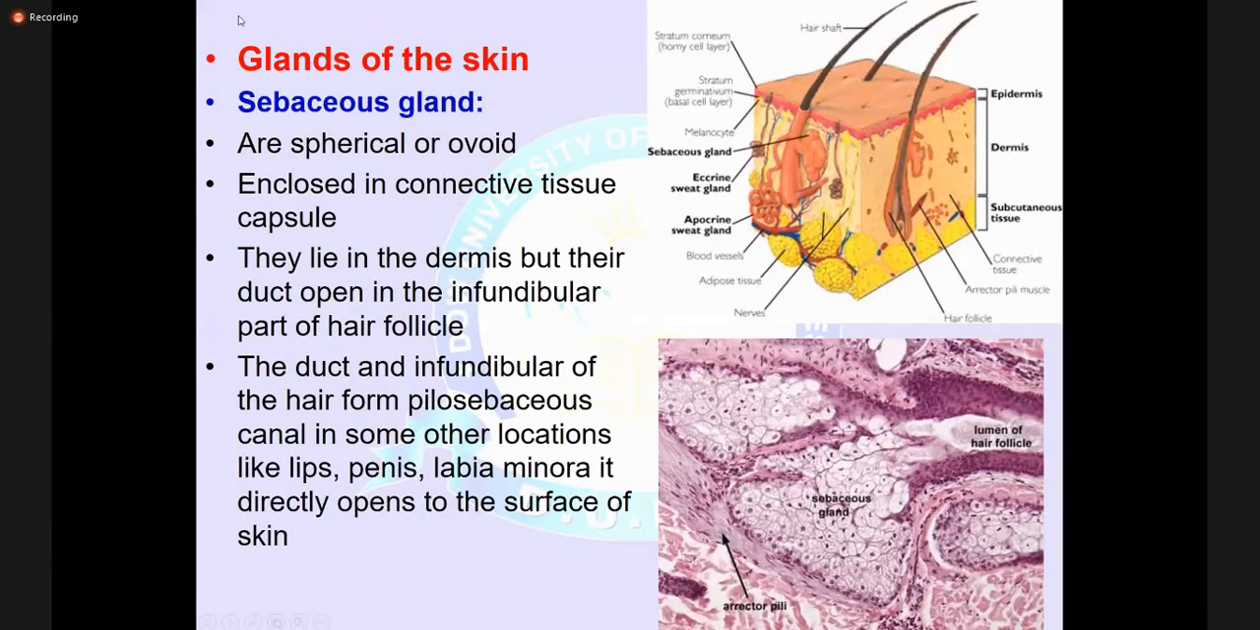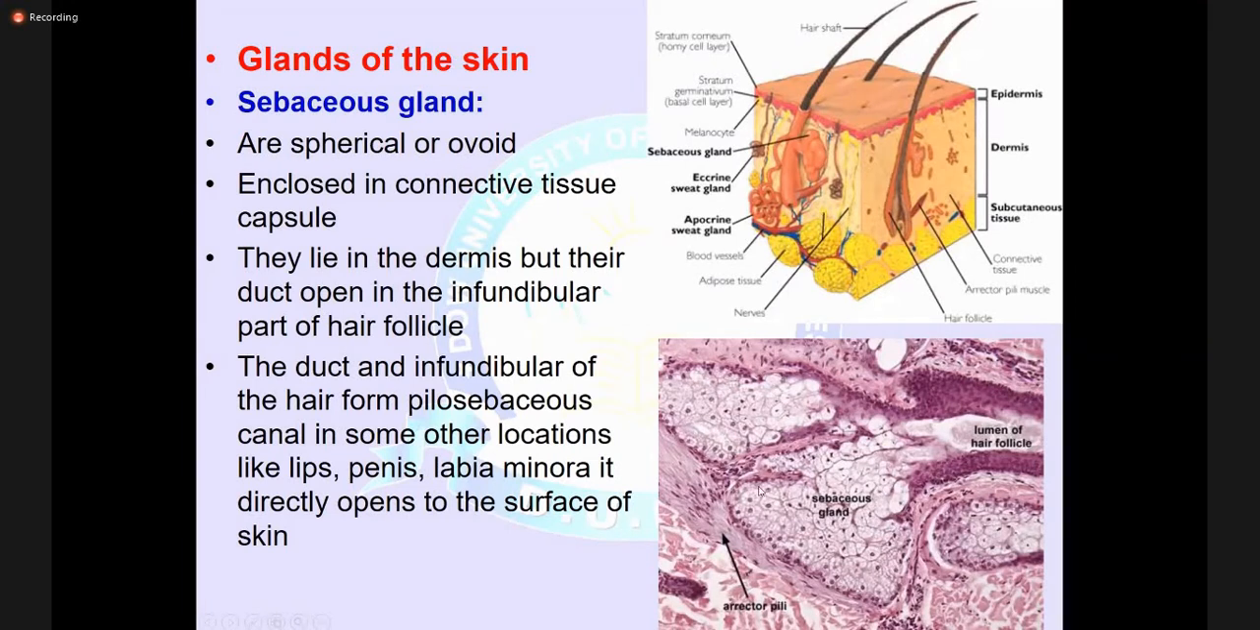Glands of the skin, as we already told you about, we have sebaceous glands and sweat glands. These sebaceous glands are identified over here. These are also the sebaceous glands. The H&E stained section of the sebaceous gland can be identified over here. This is the lumen of the hair follicle, and these are the sebaceous glands, right?